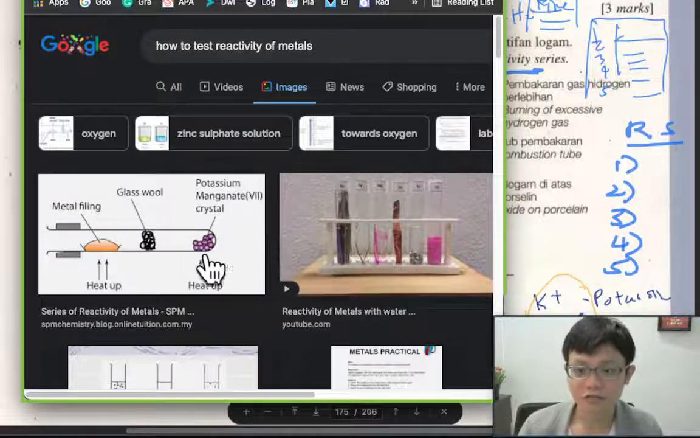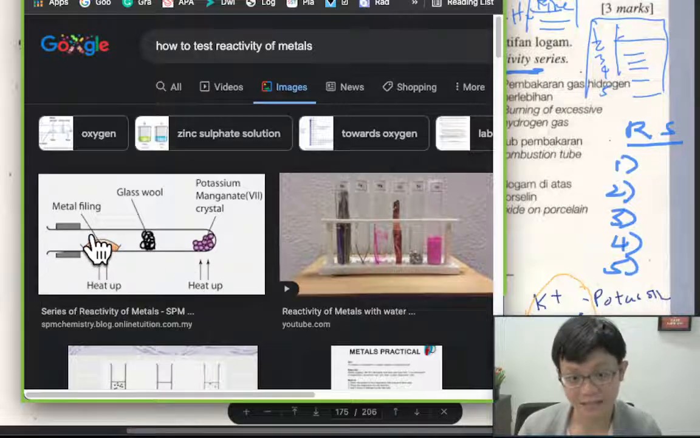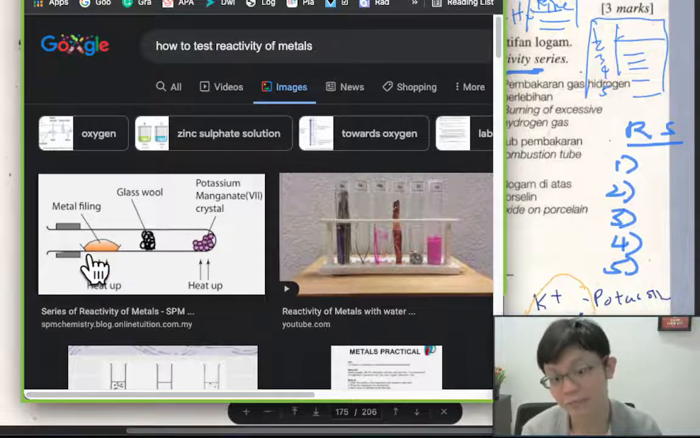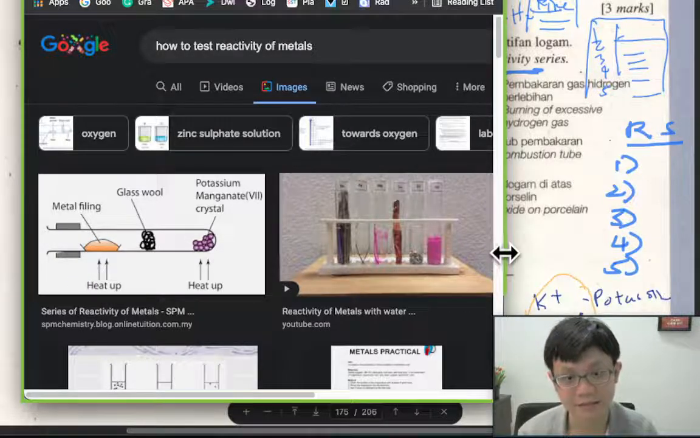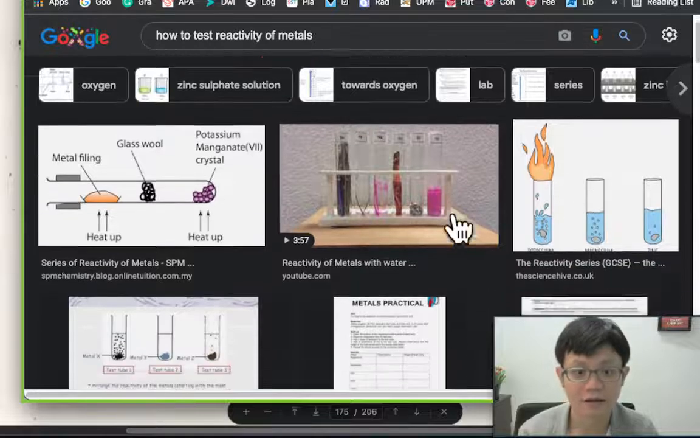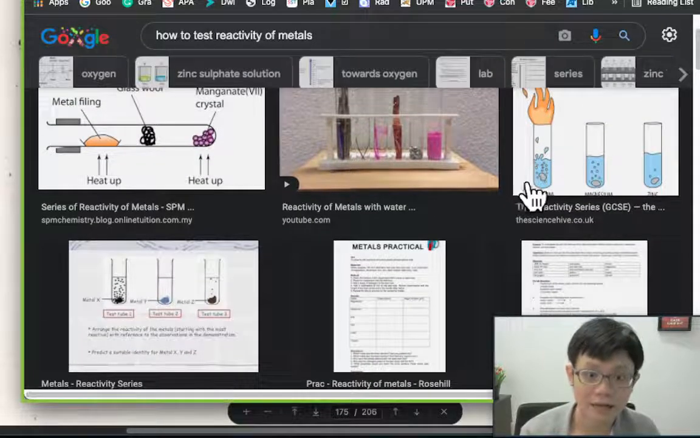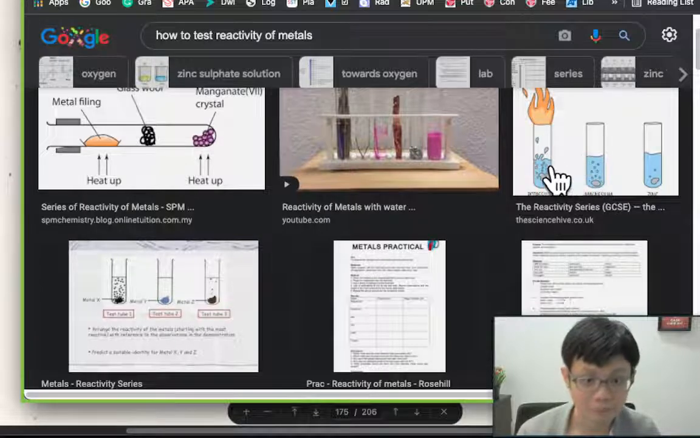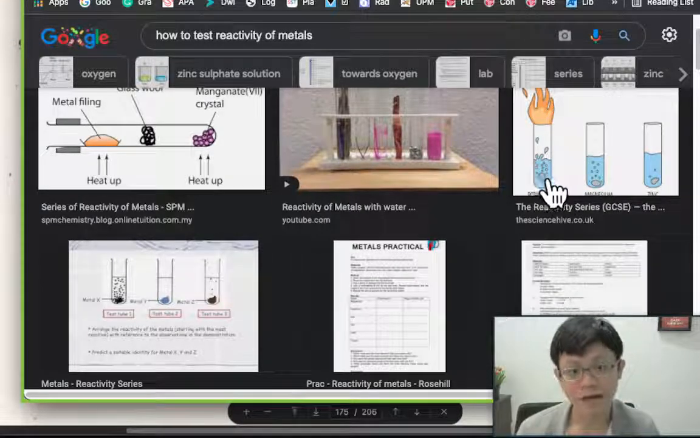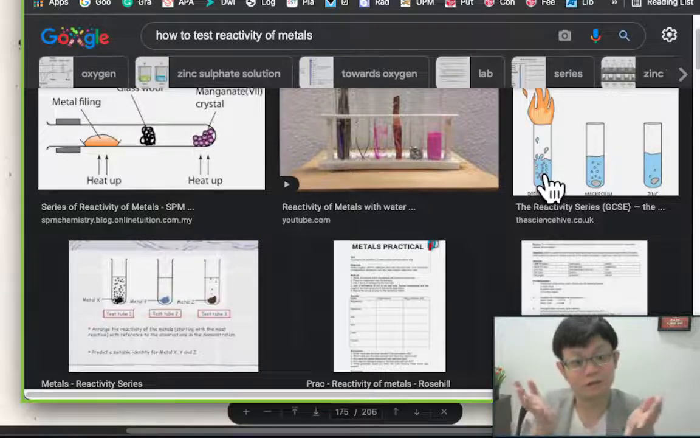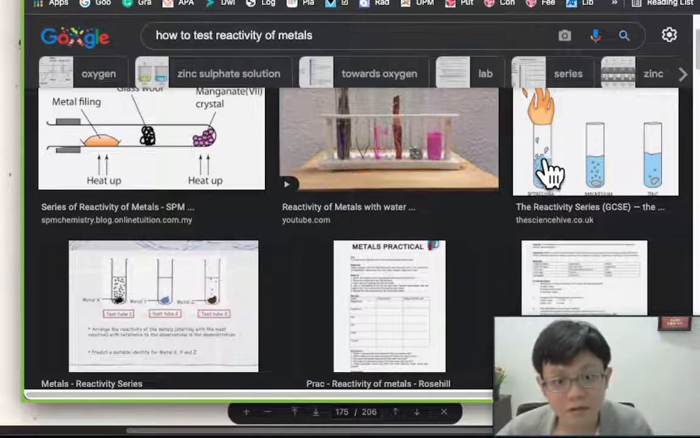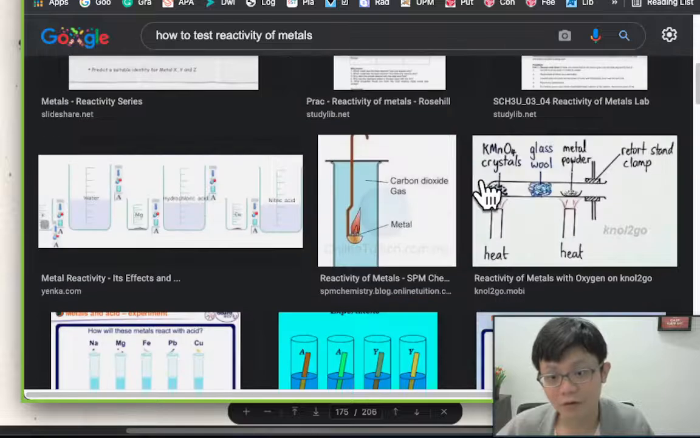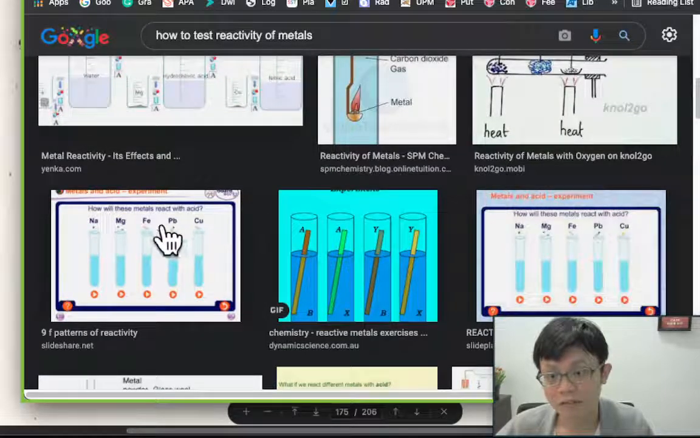Okay, so usually school will teach you this one. They put this, then they put metal X, metal Y, metal Z, and more fire means more reactive, less fire is less reactive. But what are some other ways? Maybe you can put it in the water. If more bubbles come out, it means more reactive. So there is still another way. You can put it in the water, and more bubbles means more reactive.